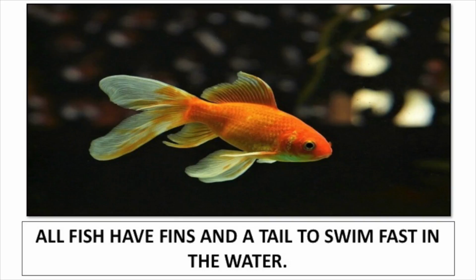Now look at all the different parts of the goldfish. Here we have the tail. And these are called fins. And these are what fish need to swim well. All fish have fins and a tail to swim fast in the water. Yes. Notice fish don't have legs, don't have arms. They have fins and a tail.